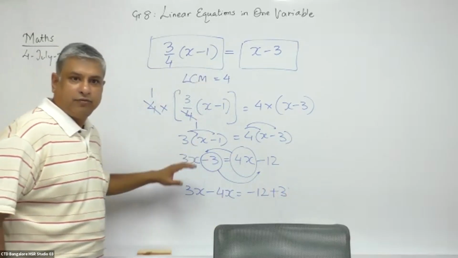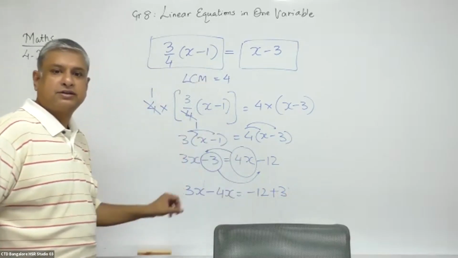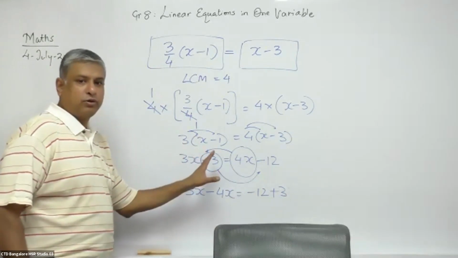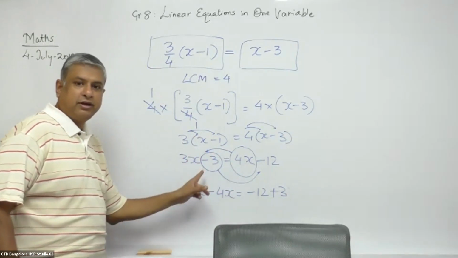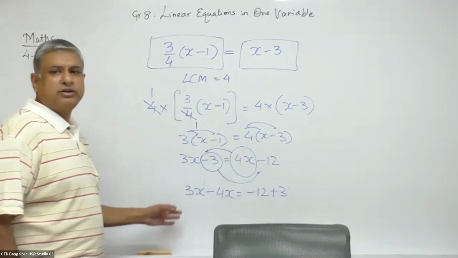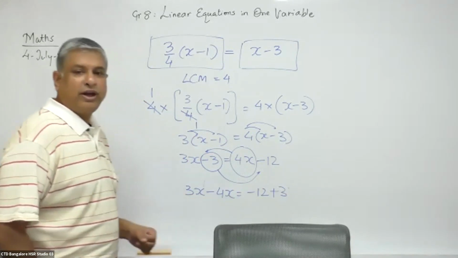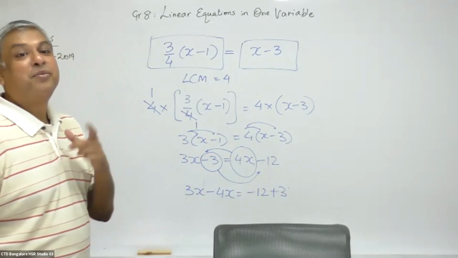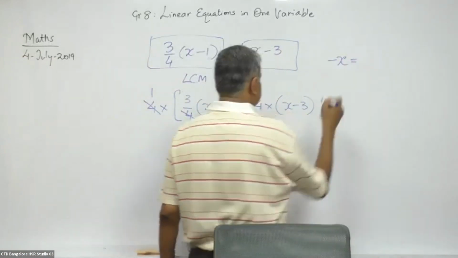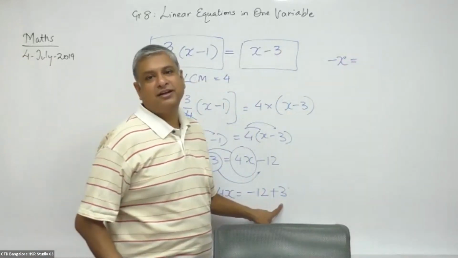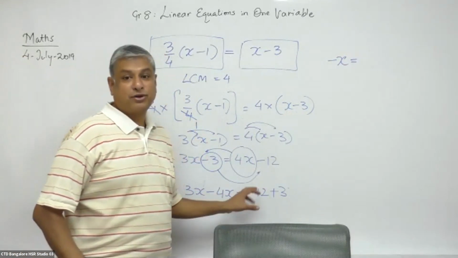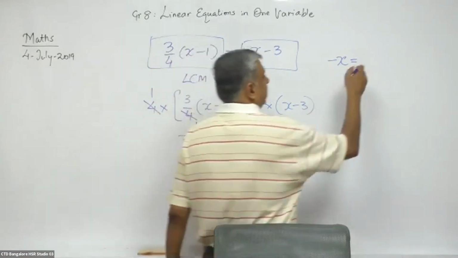So always write first the existing terms and then the new additions. So 3x was existing. Minus 3 has gone out, so I don't worry about that. 4x is coming in as minus 4x. So then minus 12 and then 3 is coming. So now it's very easy. 3x minus 4x is minus x. Then minus 12 plus 3. Different signs, sign of the bigger. So negative 9.